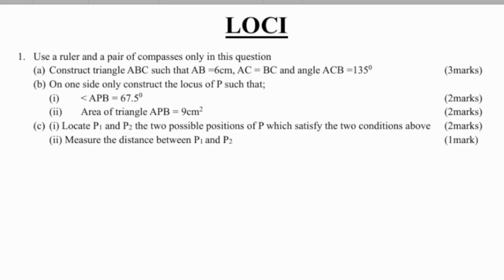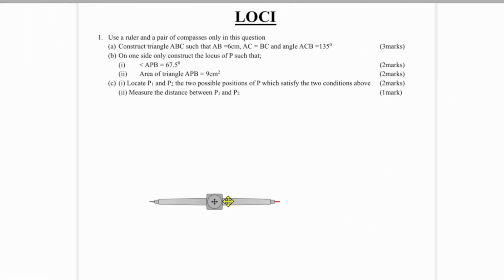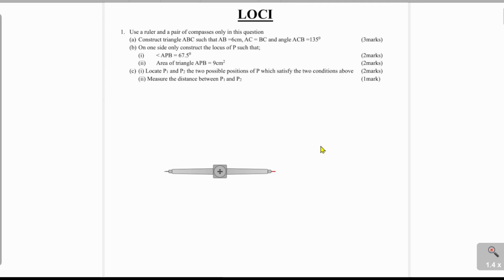Now before we solve this question, the first thing that we're going to do is to have a rough sketch of what we expect to draw accurately before we go to the actual drawing. Now let me sketch it on a different sheet here. So we need triangle ABC. So that is ABC, in which AB is equal to 6 centimeters.